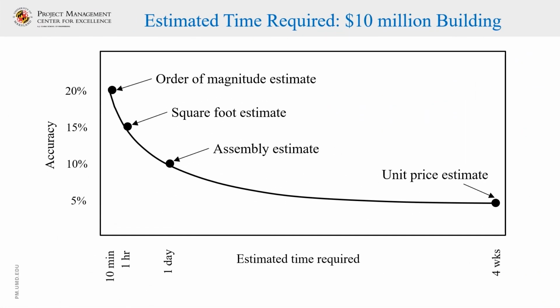First, let's revisit the estimated time required for an approximate $10 million building. An order of magnitude estimate could be 10 or 15 minutes. A square foot estimate could be 1 or 2 or 3 hours. An assembly estimate could be 1 or 2 days. And the very detailed unit price estimate could be as much as 3, 4, or 5 weeks. So let's talk about each one of these in detail. In particular, order of magnitude estimate, square foot estimate, and assemblies estimate.